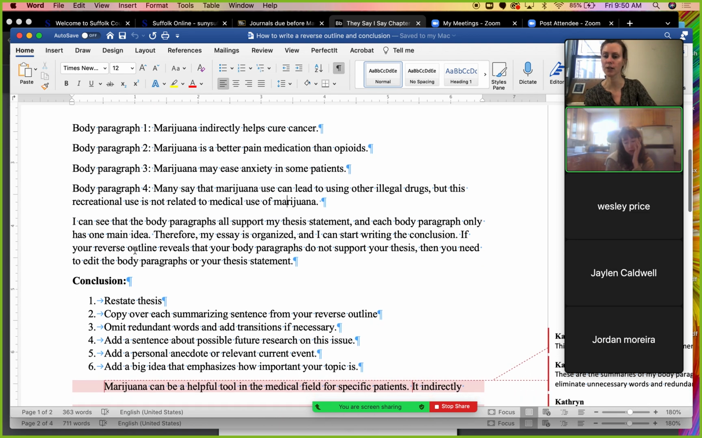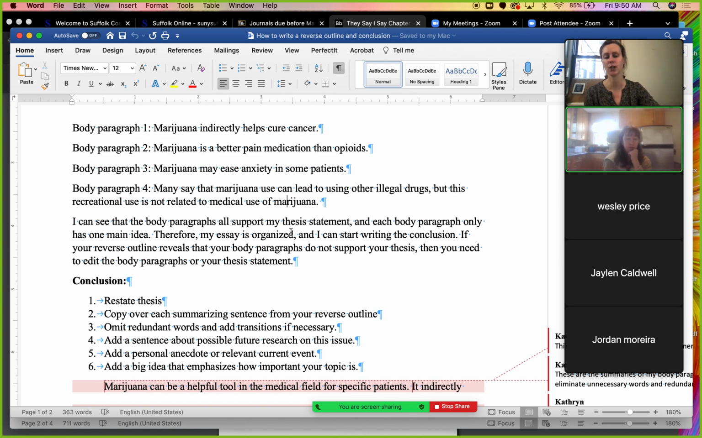If your reverse outline reveals that your body paragraphs do not support your thesis, or that they have 2 main ideas, then you have a choice. If your body paragraphs do not support your thesis statement, the best thing to do is to rewrite your thesis statement. It's easier to rewrite one sentence than it is to rewrite the whole essay.